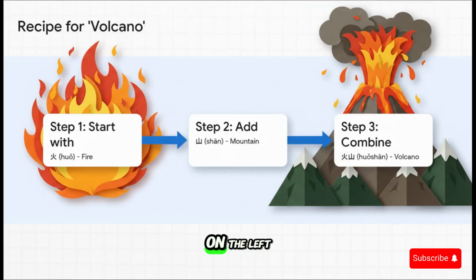Check this out. On the left, we have the character for fire. See how it kind of looks like burning flames? And on the right, there's our old friend, the mountain. Now, put them together, and what do you have? A fire mountain. That is the Chinese word for volcano. See? It's just that logical.